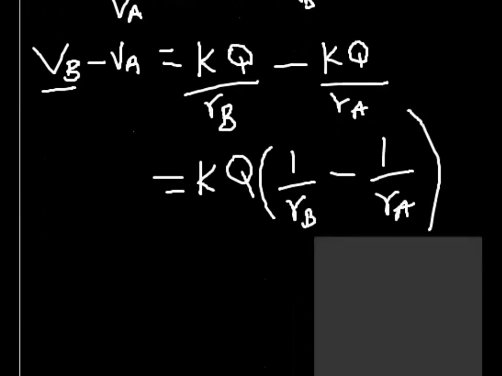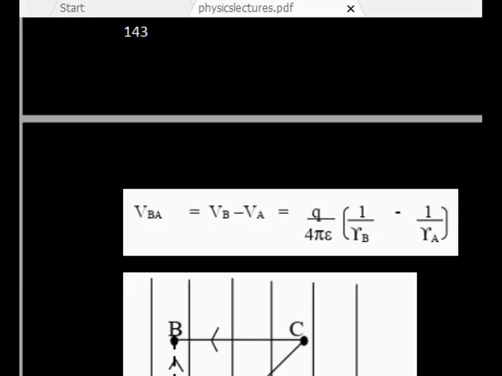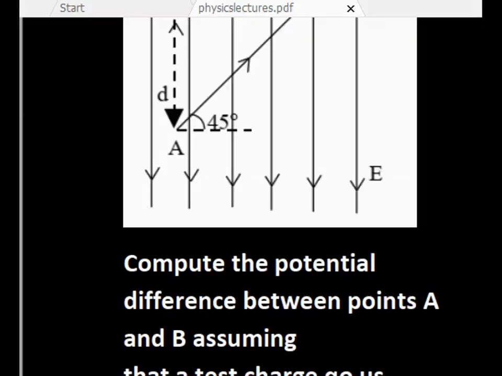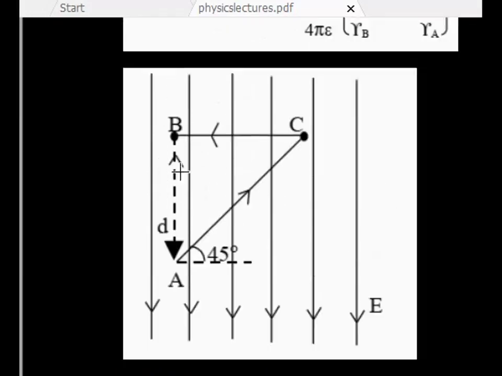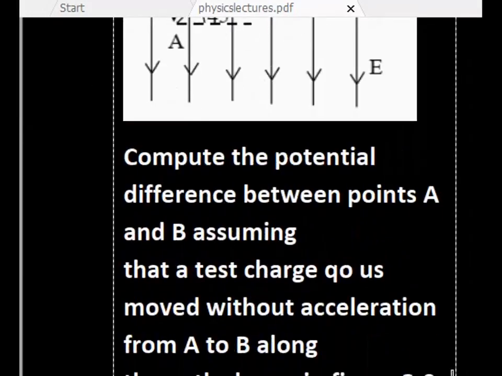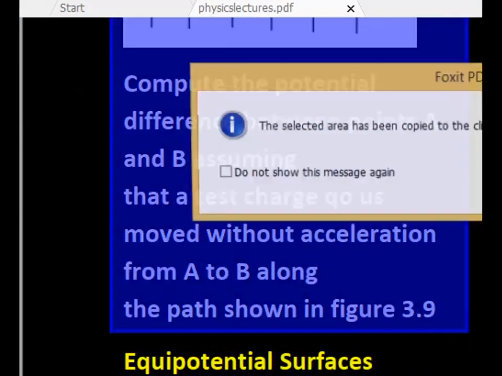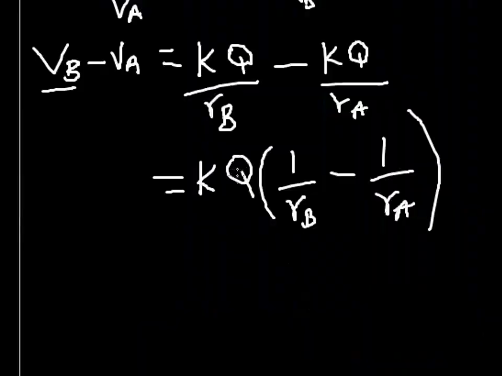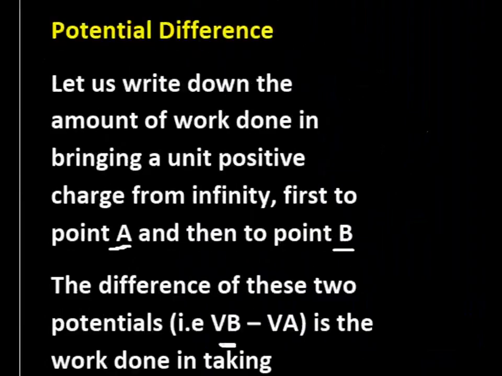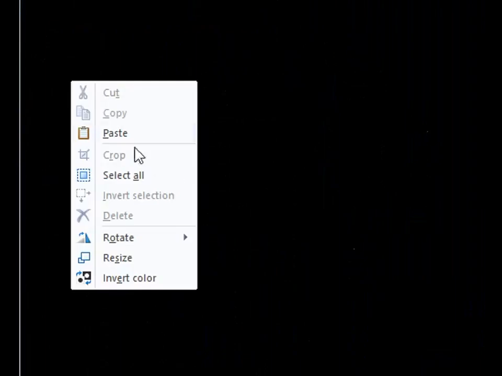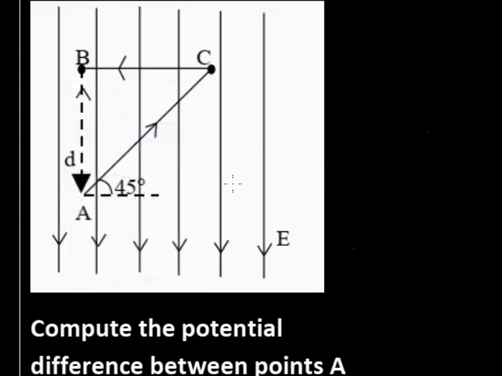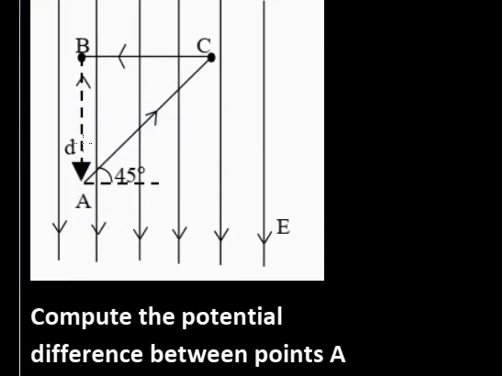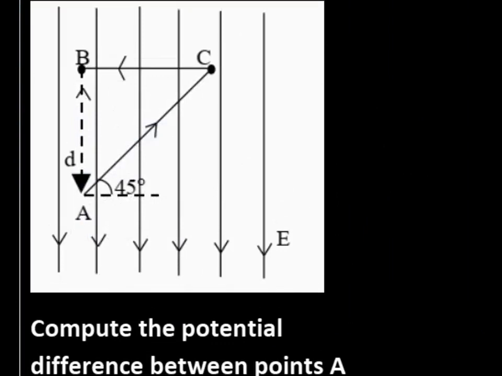All right, do we have a question that we ought to apply? I think I have something here that looks somewhat complex. I will bring it to the screen. There's a diagram here, and all these arrows, all these lines, represent electric field. But let's look at the question.